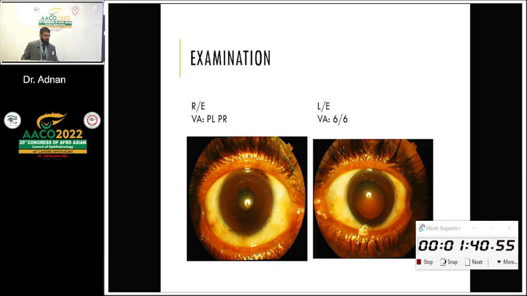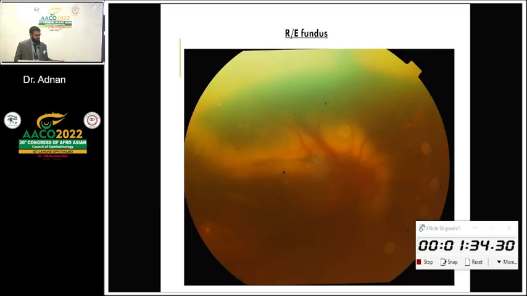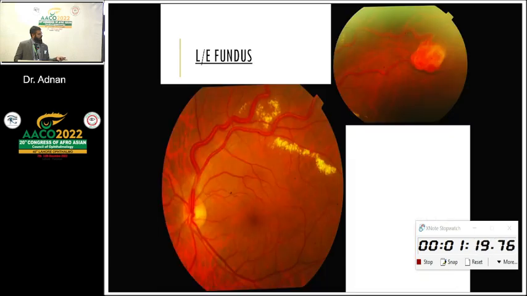You can easily appreciate in the right eye the vision was PL/PR, and the finding previously told, you can appreciate it here. This was the picture of the right eye. The view was hazy. Despite that, you can appreciate there is a dilated red vessel, tortuosity of the vessel, and exudation along the vessels.